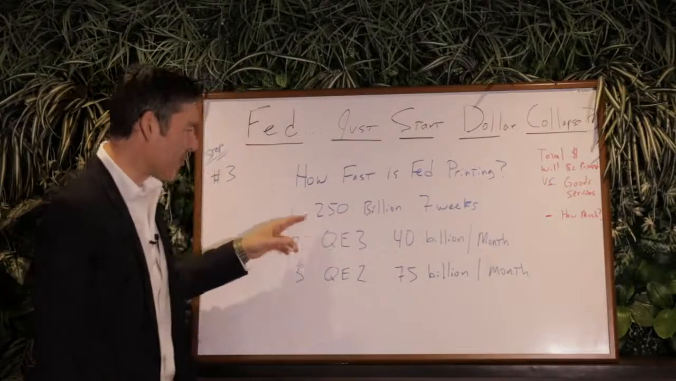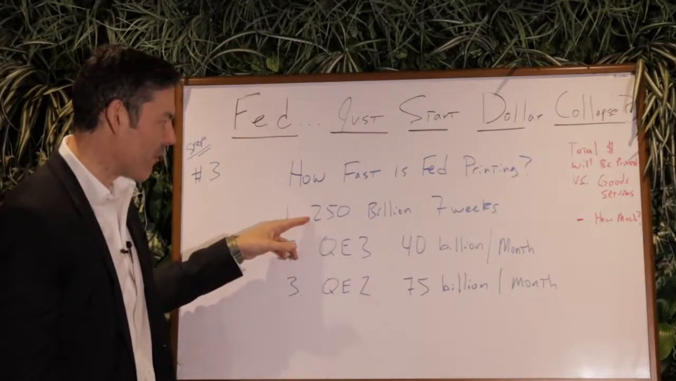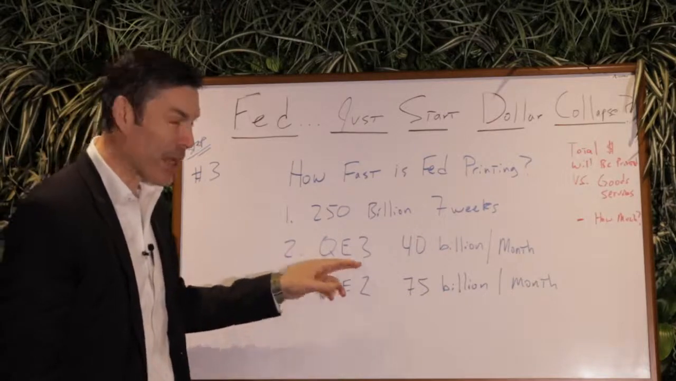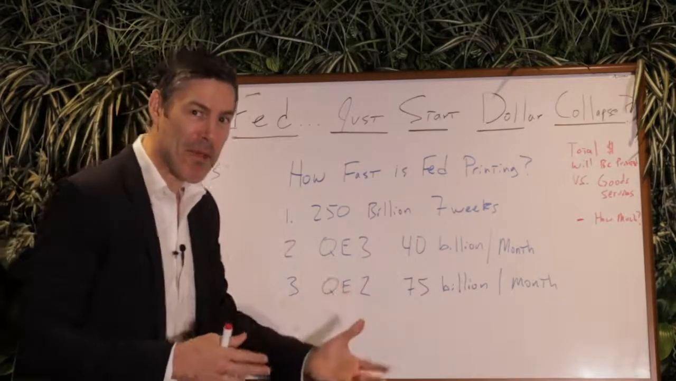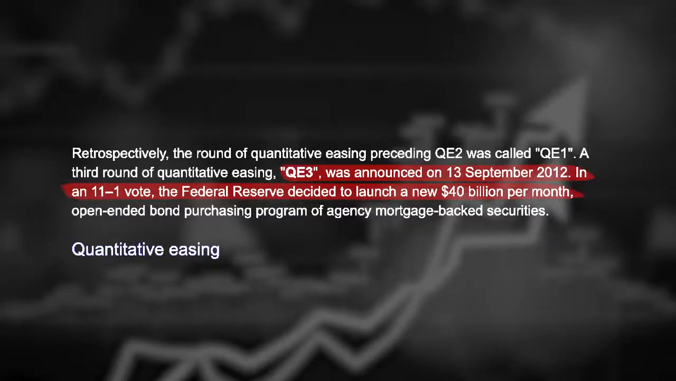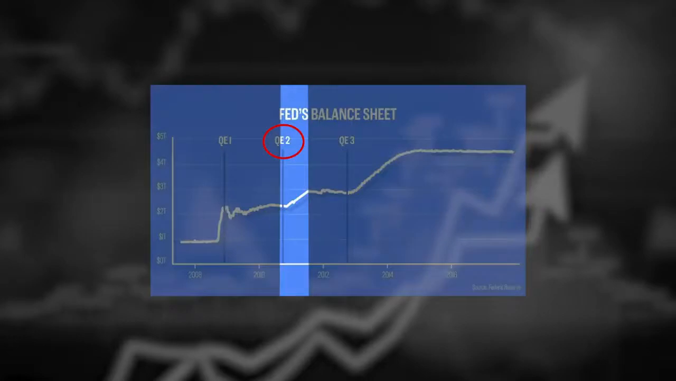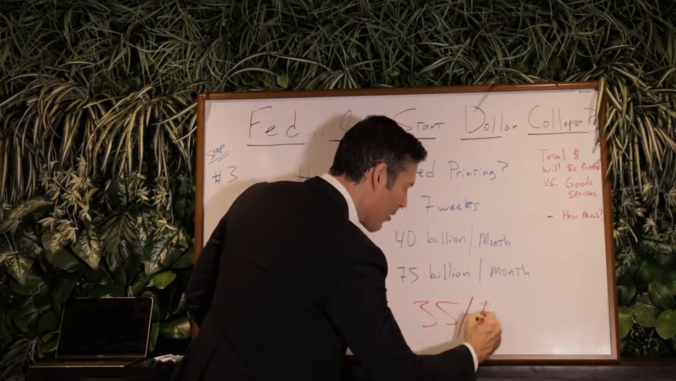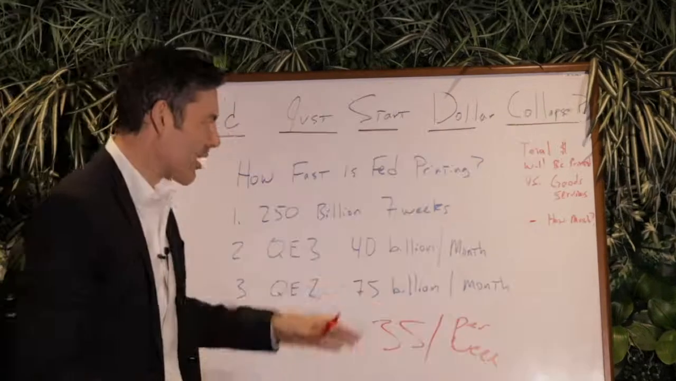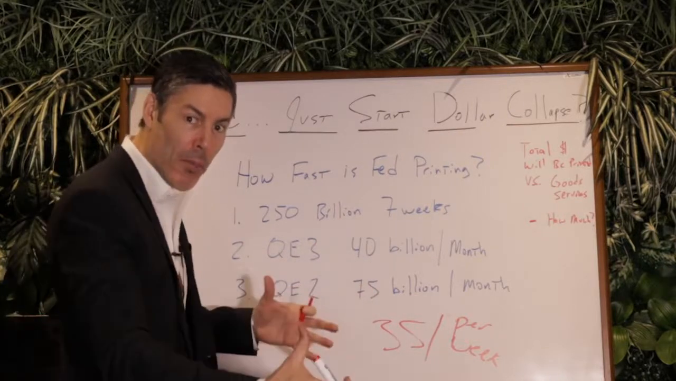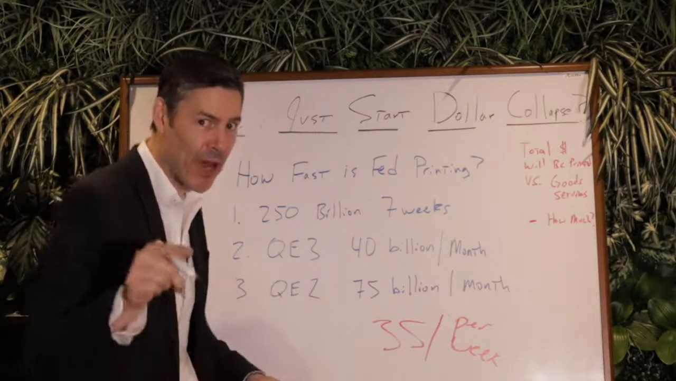Over the past 7 weeks, again, they've printed $250 billion. Quantitative easing 3, back in the good old days where they'd actually admit that they were doing QE, was $40 billion a month. Quantitative easing 2, QE2, was $75 billion a month. Now they're printing $35 billion per week. That's a huge increase in the velocity. So not only are they printing a lot more money, they're printing it a hell of a lot faster.